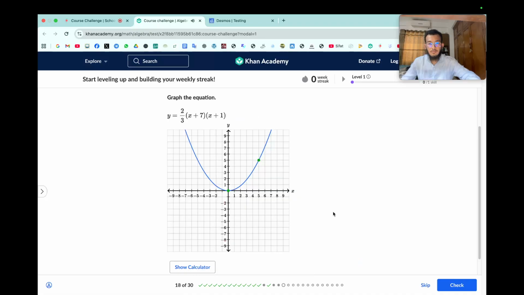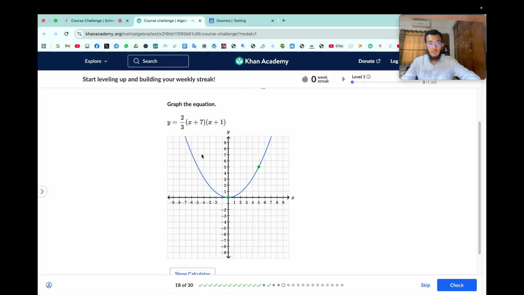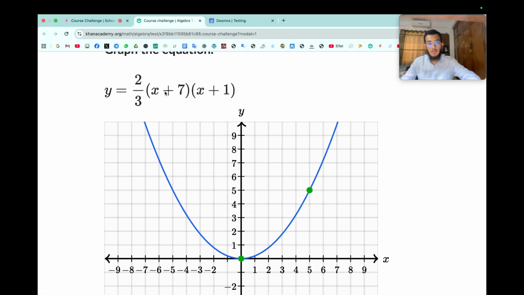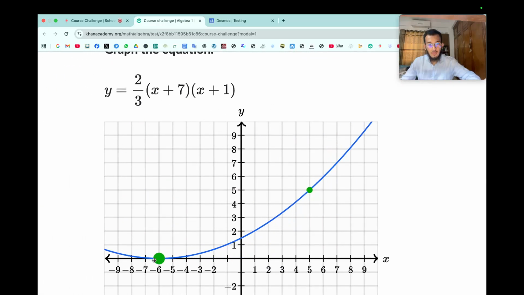All right, we have to graph this equation. We have it given in a factorized format, so we can set this one equal to 0 and get the root of -7, and set this one equal to 0 and get the root of -1.